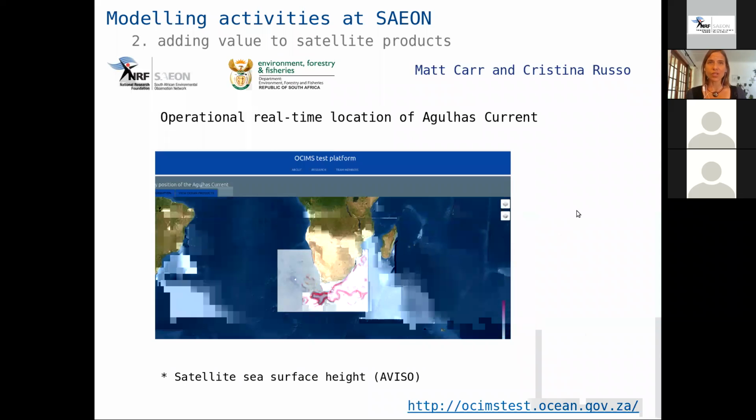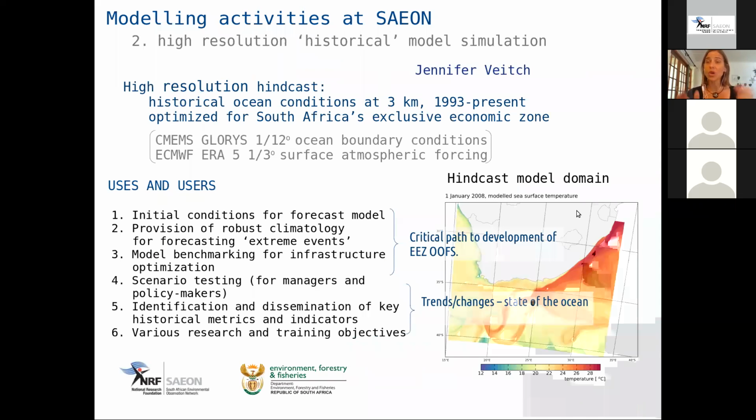So moving on to models. While we have been using global models, they are at a fairly low resolution. So this isn't conducive to a lot of the stuff that we need the models for. So what I am working on is developing an optimized high-resolution hindcast, or a historical model, of South Africa's entire exclusive economic zone. I'm not going to go into details of the model because that's probably too much information.